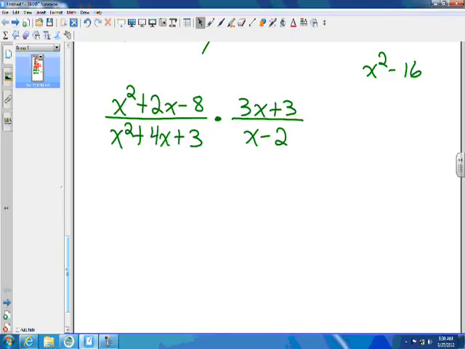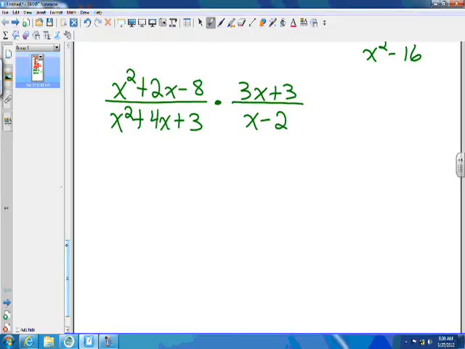You push enter, you get your factors. What are they? X minus 2 and X plus 4. Remember, you're getting factors, not zeros. So you're not going to put 2 and -4 up there. You're going to put the factors. X minus 2 and X plus 4.